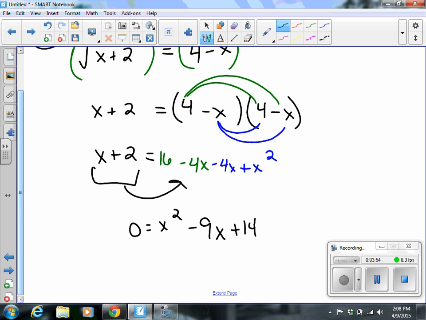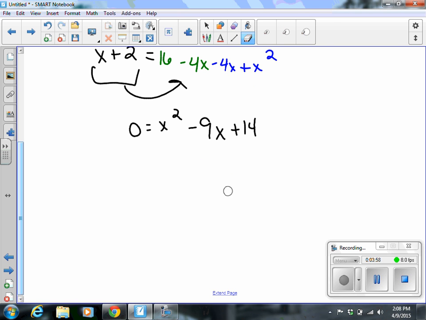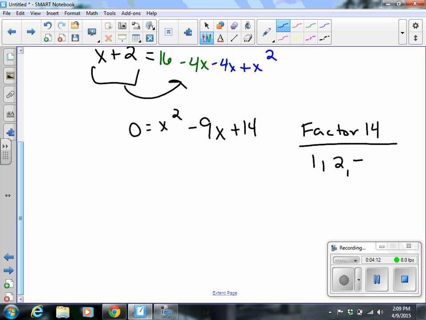So I can use a couple different ways. I can use factoring, I can use completing the square, the quadratic formula. I can use all those different options. For this one, I'm going to go ahead and factor. I need the factors of 14. And I see that if I have a negative 2x and a negative 7x, that's going to give me that negative 9.